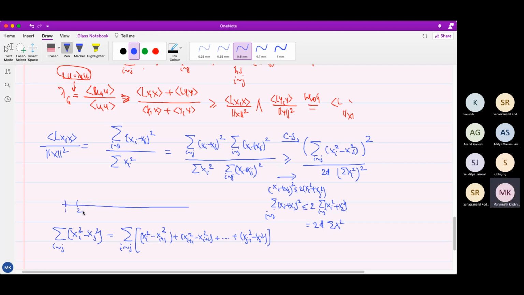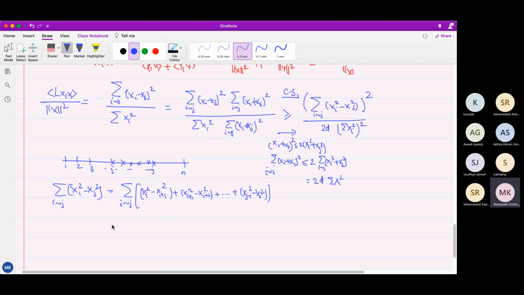We have 1, 2, 3 up to n here, the vertices. So xi square minus xj square we will write as the successive differences of all these things. Okay. So now you look at, so each of them has only successive differences. So I get, let's call it xk square minus xk plus 1 square.